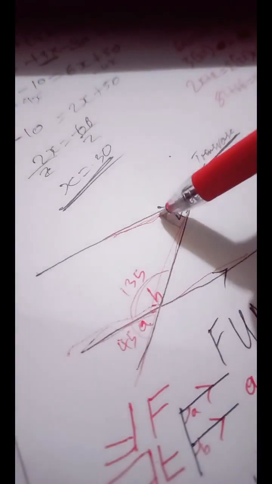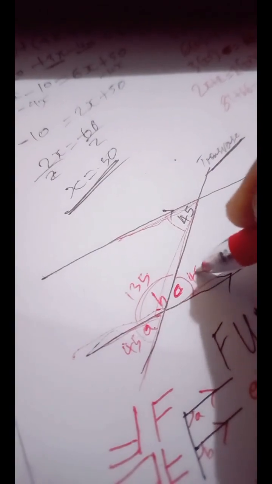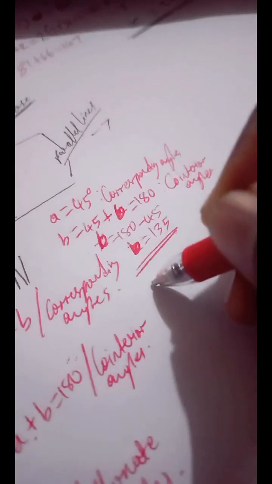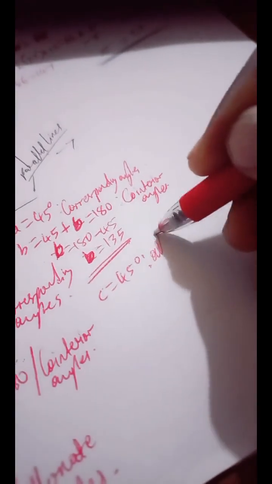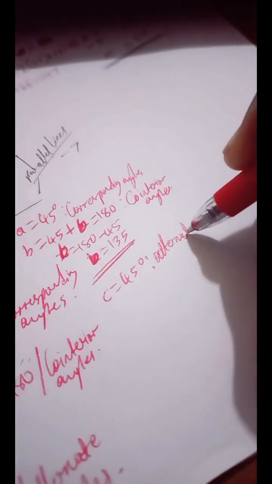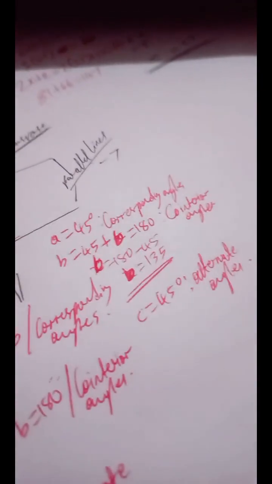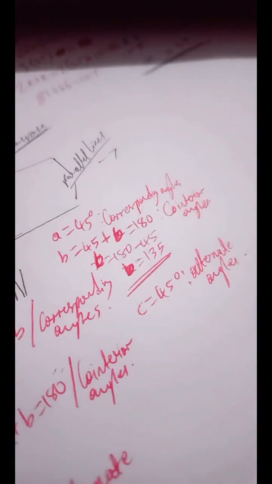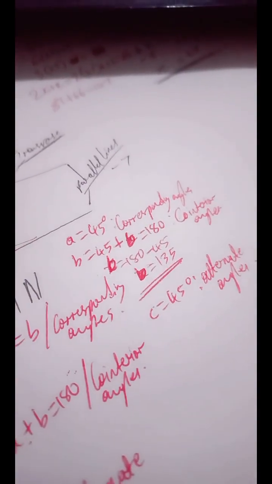So this is 45, which means, let's say angle C is 45 also. Why? Alternate angles. So you come here, angle C, 45 degrees. Reason: alternate angles. That's it. Like this. That's our C.